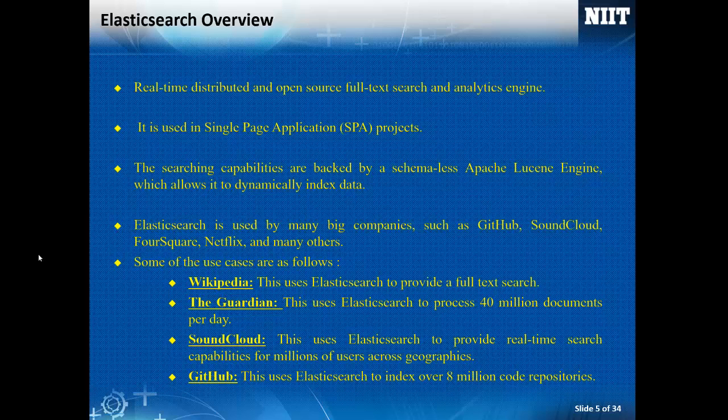Elasticsearch is used by many big companies such as GitHub, SoundCloud, Foursquare, Netflix, and many others. Some of the use cases are as follows. Let's see where Elasticsearch is used, or which company uses it for what purpose. The first example you can see is Wikipedia. This uses Elasticsearch to provide a full text search and provide functionalities such as search as you type and did you mean suggestion. Second is the Guardian.